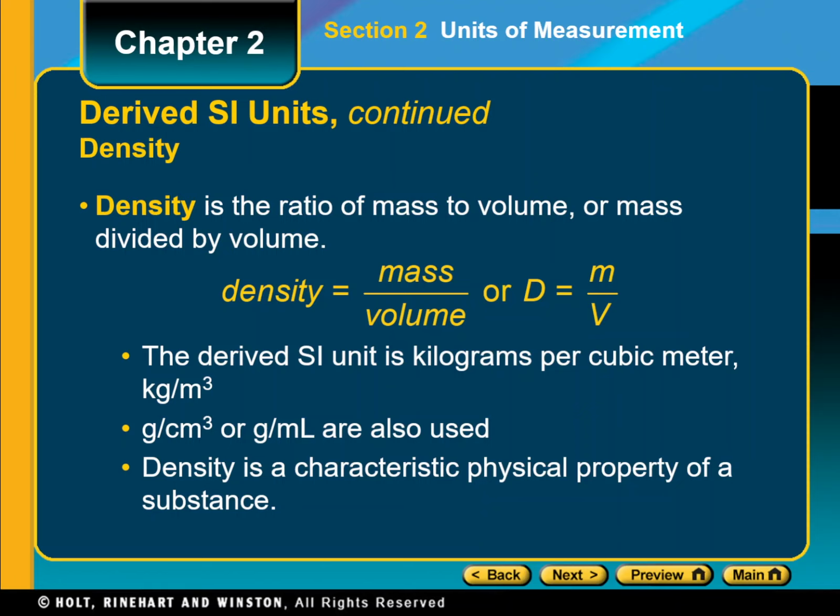Density. Density is the mass of a substance divided by its volume. Mathematically, density is written as shown on the screen here. The quantity m is mass, v is volume, and d is density. The SI unit for density is derived from the base units for mass and length. Since volume is length cubed, density is mass divided by length cubed. The SI unit for density is expressed as kilograms per cubic meter, or kg divided by m cubed.